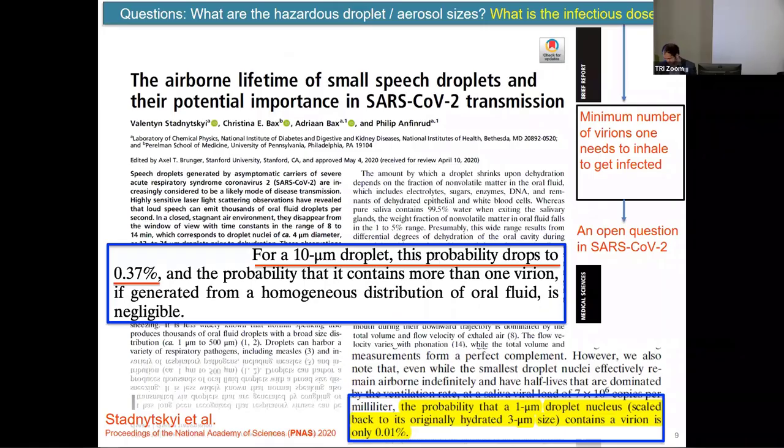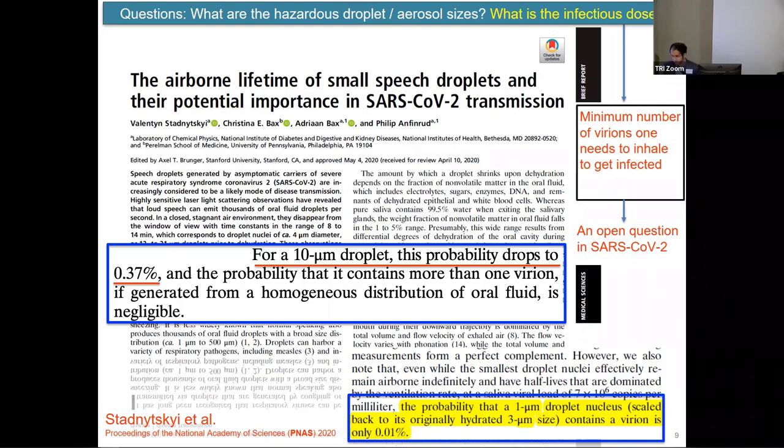So hopefully that answered, at least to some level of satisfaction, the first question I posed. What are the bad droplet sizes we need to be worried about for infection onset? Let's move on to the next question. What is the infectious dose? That is, how many variants can start the infection?